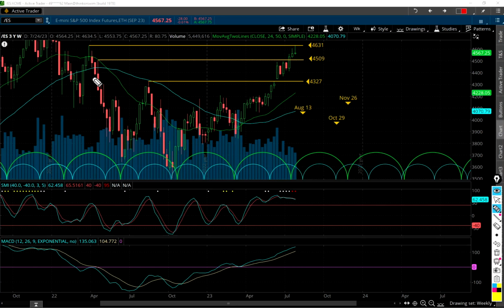Welcome everybody. Let's take a look at the stock market. These are the S&P 500 futures. We're going to look at the weekly chart, the daily chart, and the trade of the day.